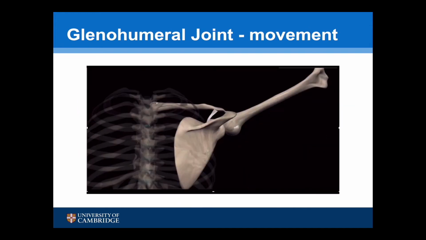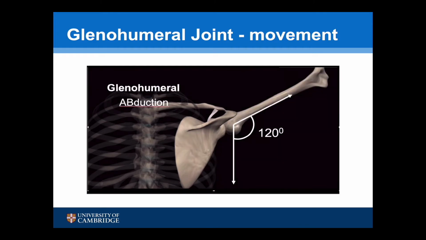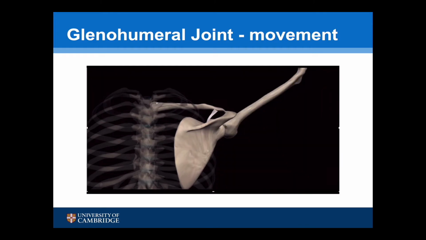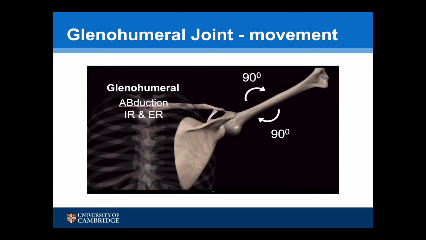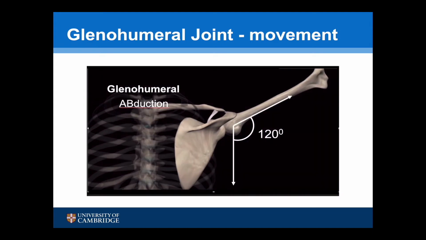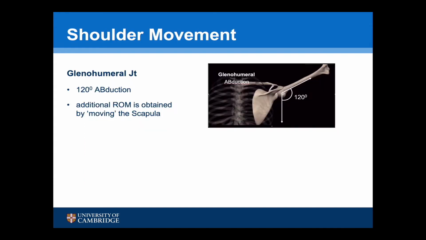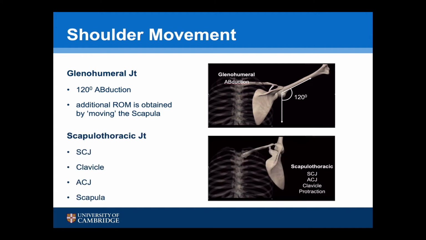This animation demonstrates the 120 degrees of glenohumeral abduction and the 90 degrees of internal and external rotation. However, we know that the shoulder can abduct to 180 degrees in full elevation. The first 120 degrees of this is obtained by glenohumeral abduction, and the next 60 degrees is obtained by tilting and rotating the scapula upwards.